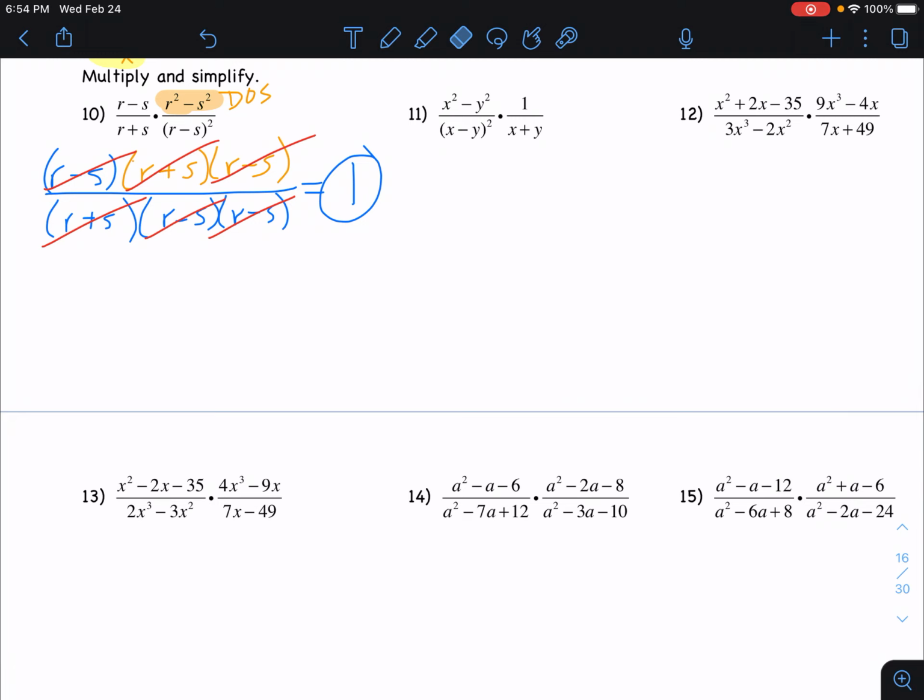Okay, so I'll let you guys go from here. So you guys should be good. I taught you how to multiply rational expressions, so you should be able to do 11 through 15.